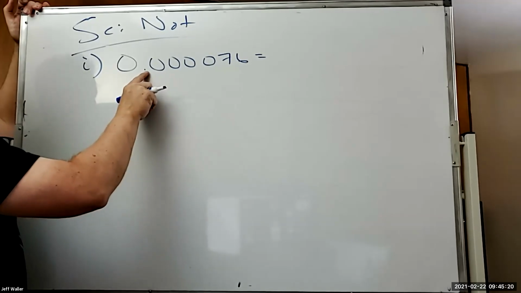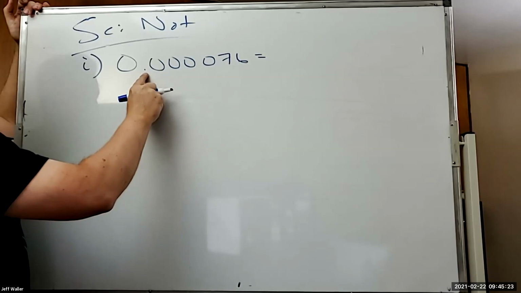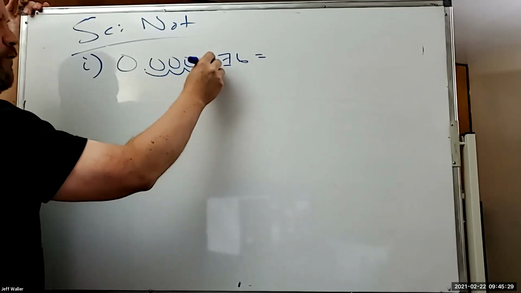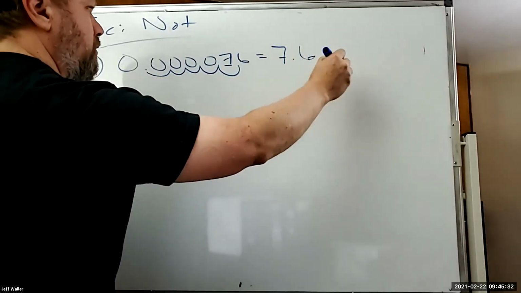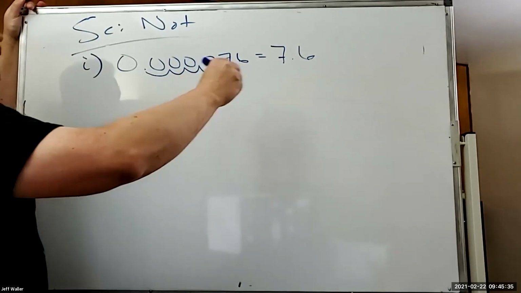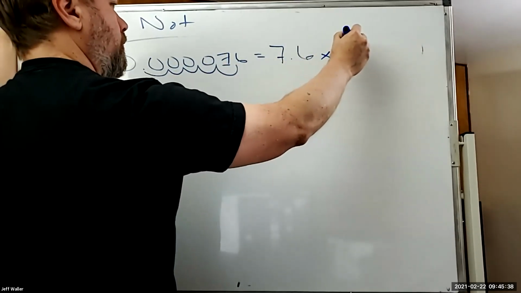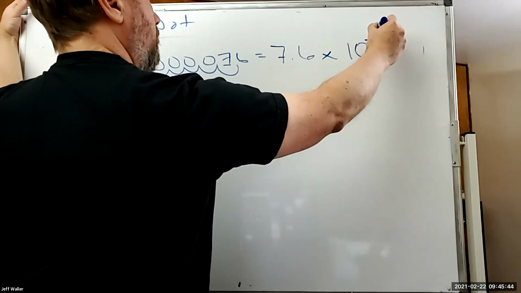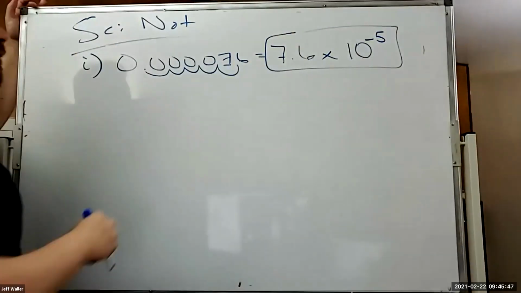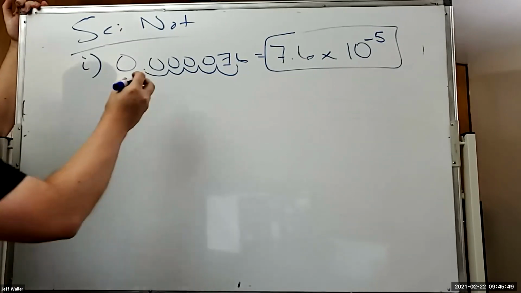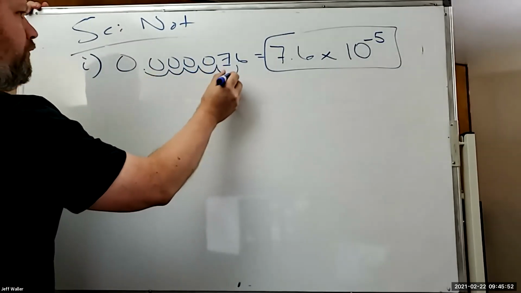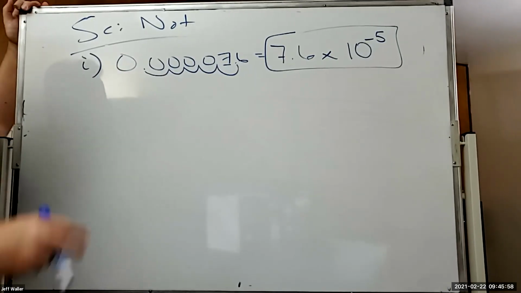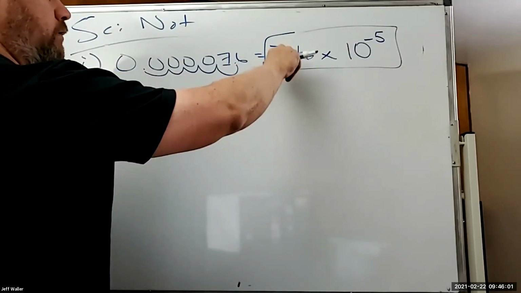Where should the decimal move? You would move the decimal between the 7 and the 6. Good. Move it so there's one digit in front of it. 1, 2, 3, 4, 5. Okay. What does that mean? 7.6, and it would be 10 to the negative 5, because I only have to move the decimal 1, 2, 3, 4, 5 places. That's where I want to stop. You always move the decimal until there's a single digit in front of it.